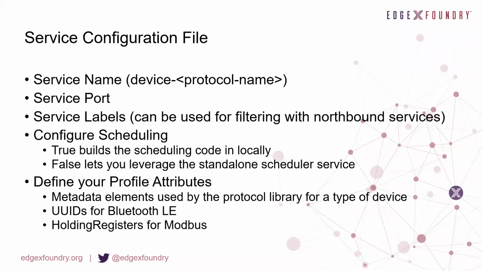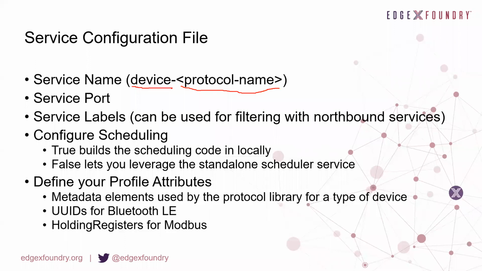So your service configuration file, what you're going to configure is your service name. So inside of EdgeX, we kind of have a nomenclature at the service level that has your layer name, which is going to be device or core, support, or export. And then you're going to actually have the protocol name. In this case, we have device Bluetooth, we have device BACnet, we have device Modbus, which are all existing services today.